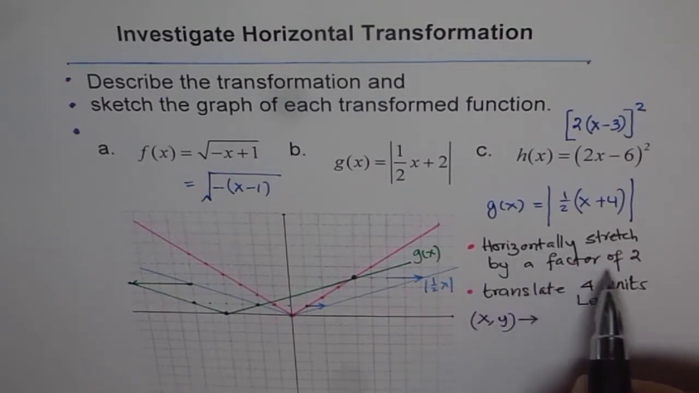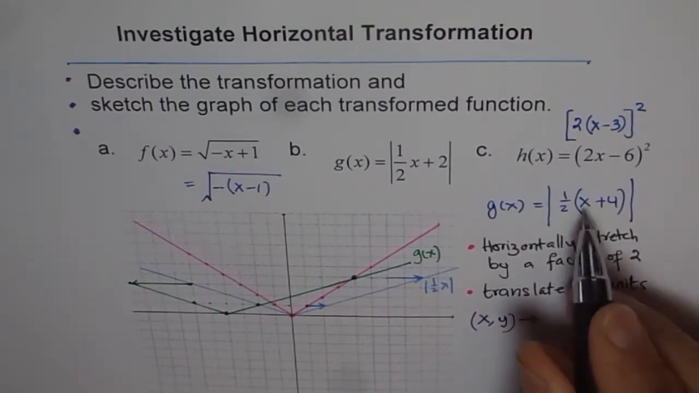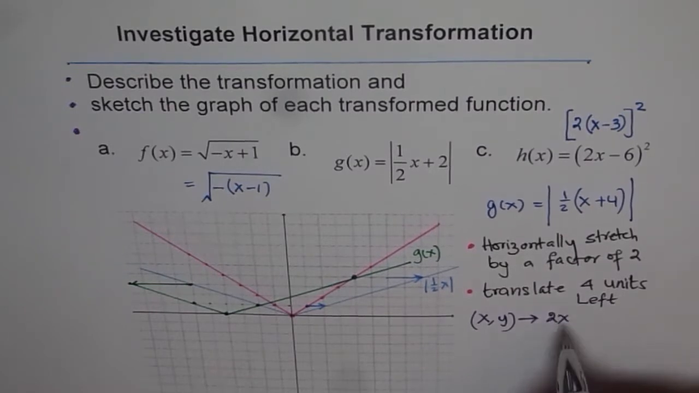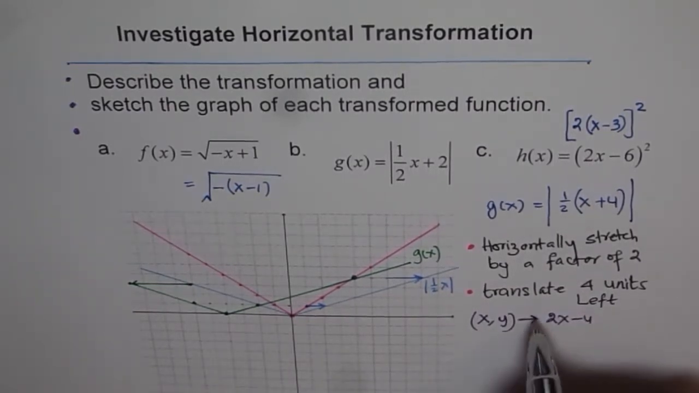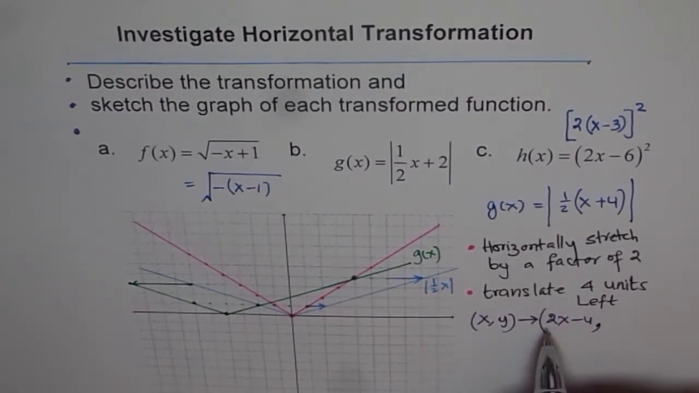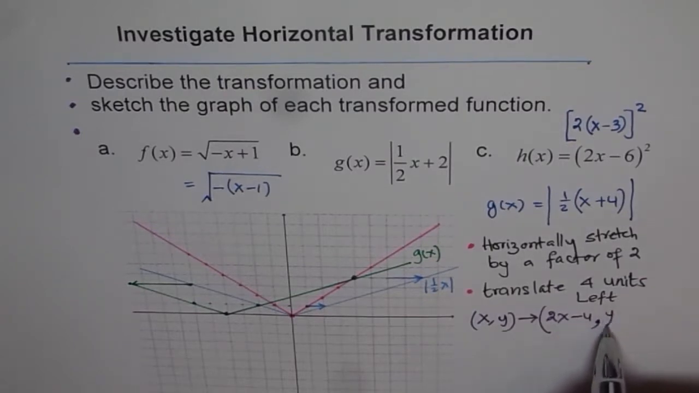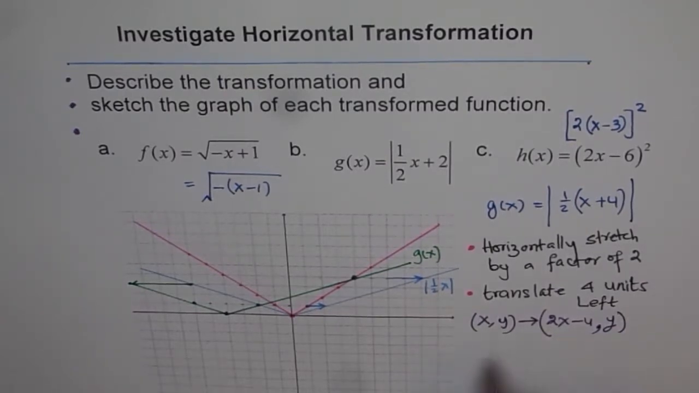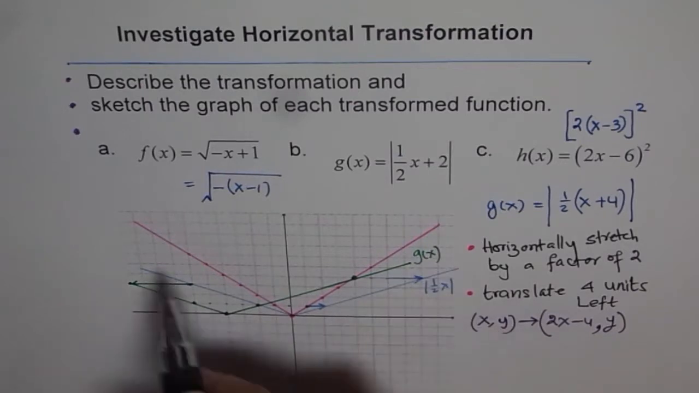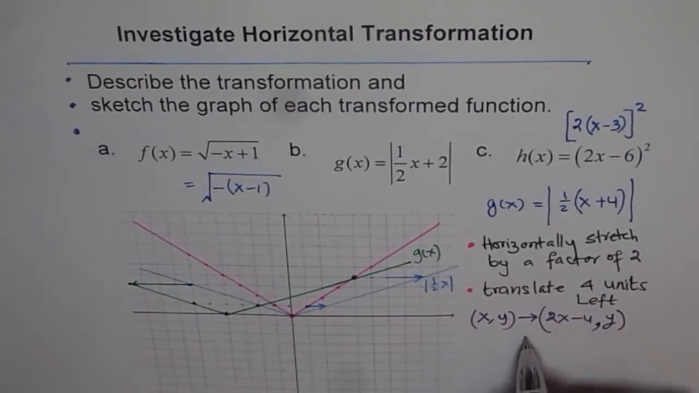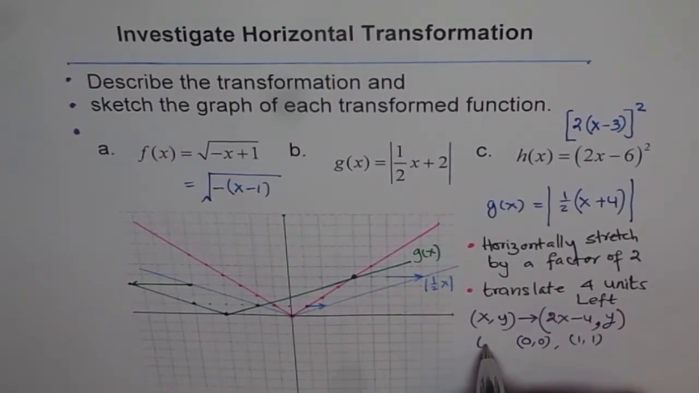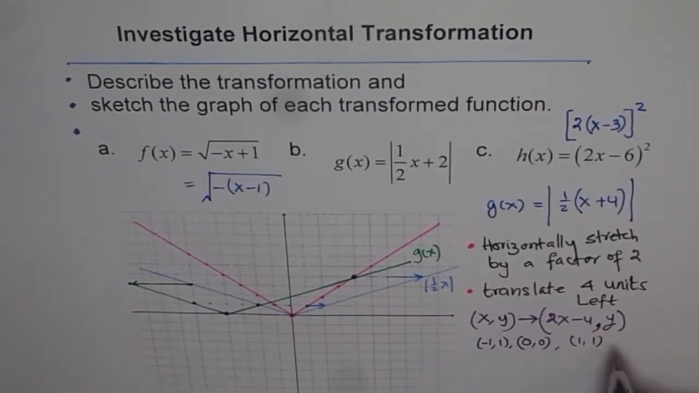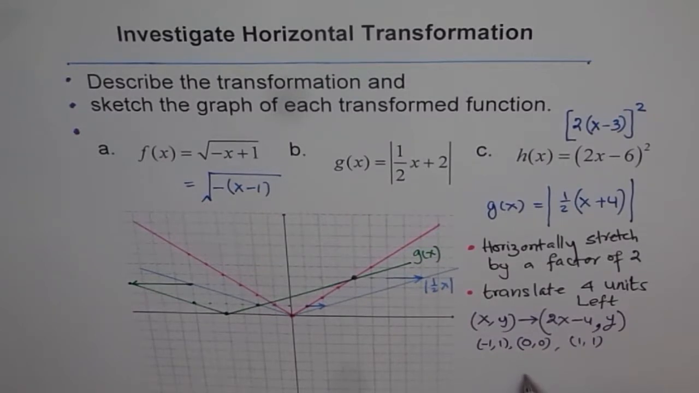horizontally stretched by a factor of 2. So you get to multiply x by 2. So you get 2x, and we say translate 4 units left, that means take away 4. So that becomes 2x minus 4, the change in x point. So every image point will be transformed in this fashion. Y remains the same, right? So if we have a series of original points, let's consider 0, 0, 1, 1, let's say minus 1, 1. Let's consider these 3 points just to check.